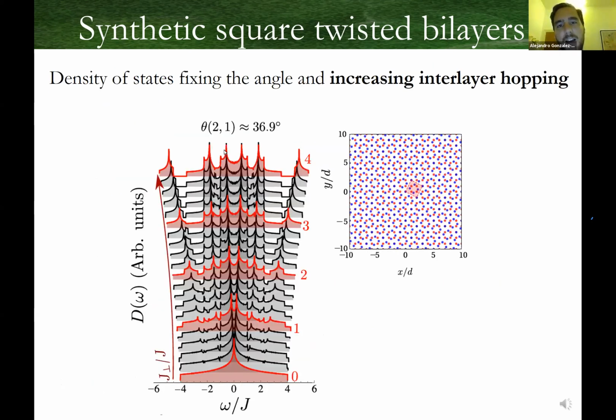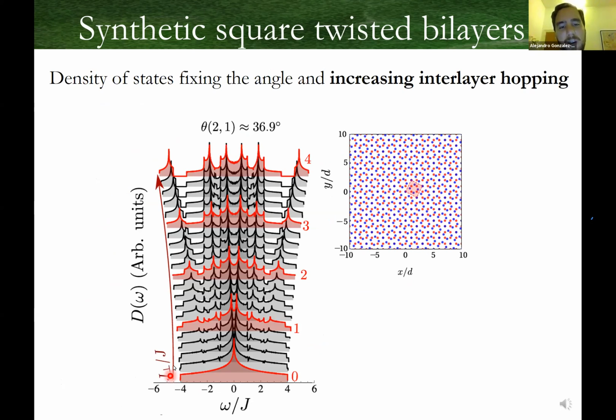So what I'm doing here is making a twisted bilayer pattern in which I put the first commensuration angle where these things behave like a moiré pattern. So here the red and the blue dots are the upper and the lower layer. This will be the unit cell. And what I'm plotting is the density of states as a function of the interlayer and intralayer hopping.